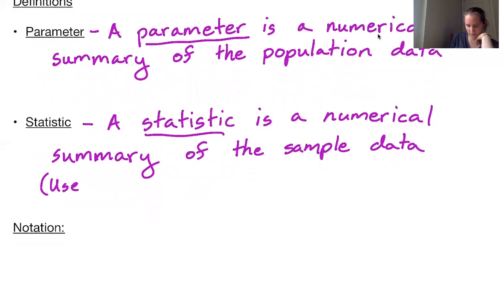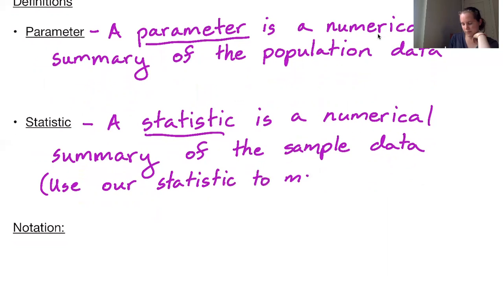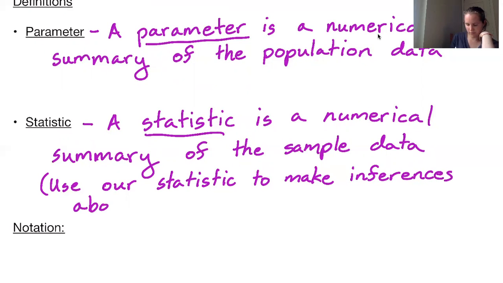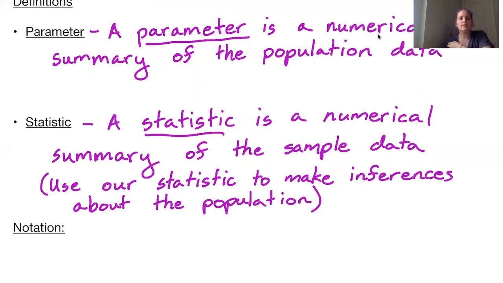So we use our statistic to make inferences about the population. They're very nice with the starting letter, right? Statistics starts with S, it goes with the sample. So statistic, S for sample. Parameter, P for population.